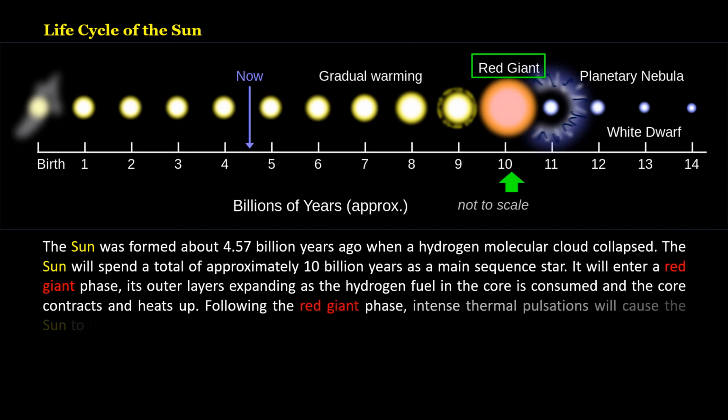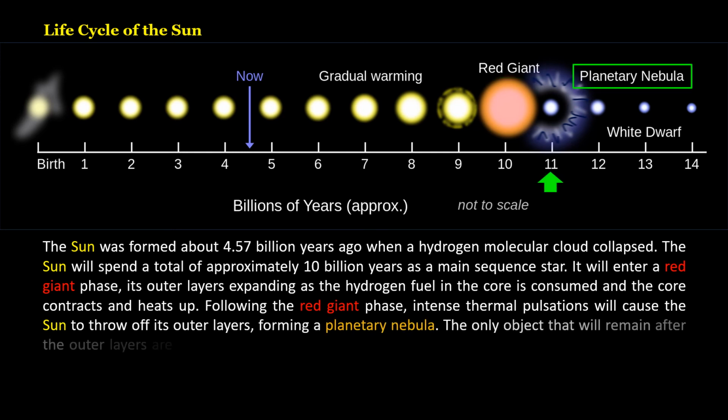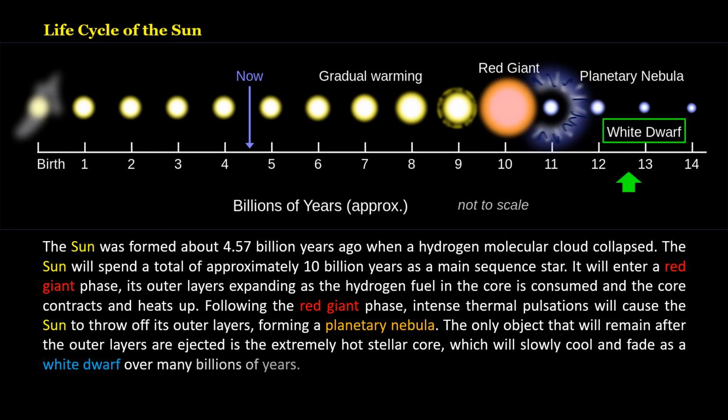Following the red giant phase, intense thermal pulsations will cause the Sun to throw off its outer layers, forming a planetary nebula. The only object that will remain after the outer layers are ejected is the extremely hot stellar core, which will slowly cool and fade as a white dwarf over many billions of years.